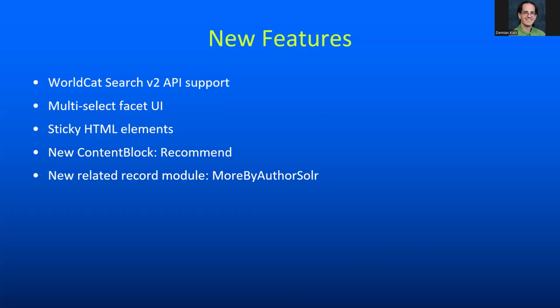We've added a new related record module called More by Author Solr, which uses Solr to search for an author's name and show related works. It's not a particularly sophisticated search at the moment. It's not taking authorities into account, for example, but we're putting this out as an example of the ways that you can incorporate searches into related record modules. It's something you can build upon.